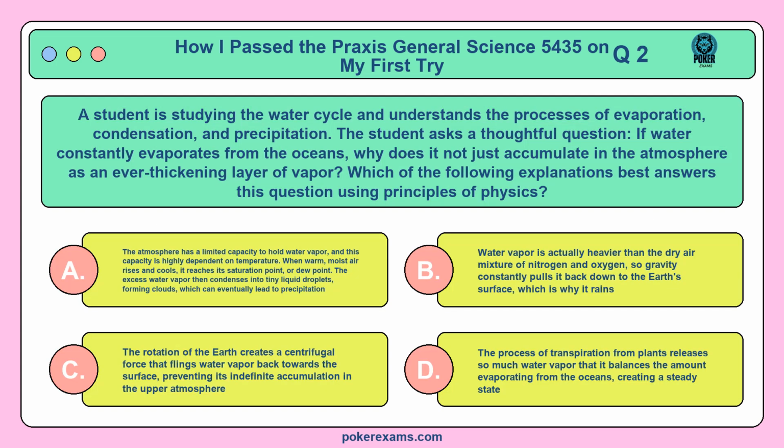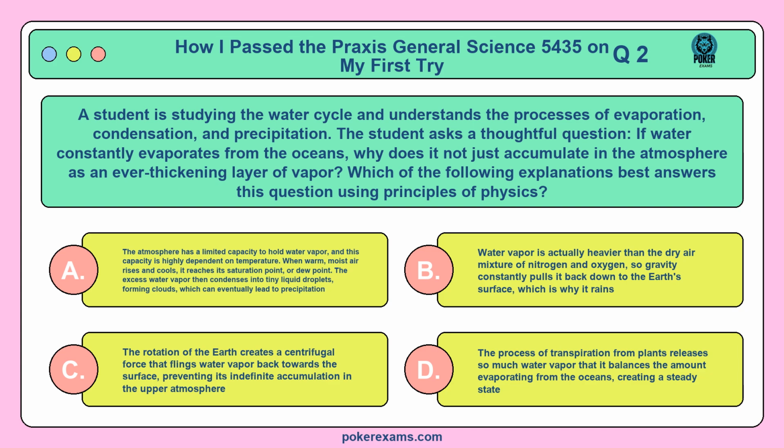Question 2. A student is studying the water cycle and understands the processes of evaporation, condensation, and precipitation. The student asks a thoughtful question. If water constantly evaporates from the oceans, why does it not just accumulate in the atmosphere as an ever-thickening layer of vapor? Which of the following explanations best answers this question using principles of physics?